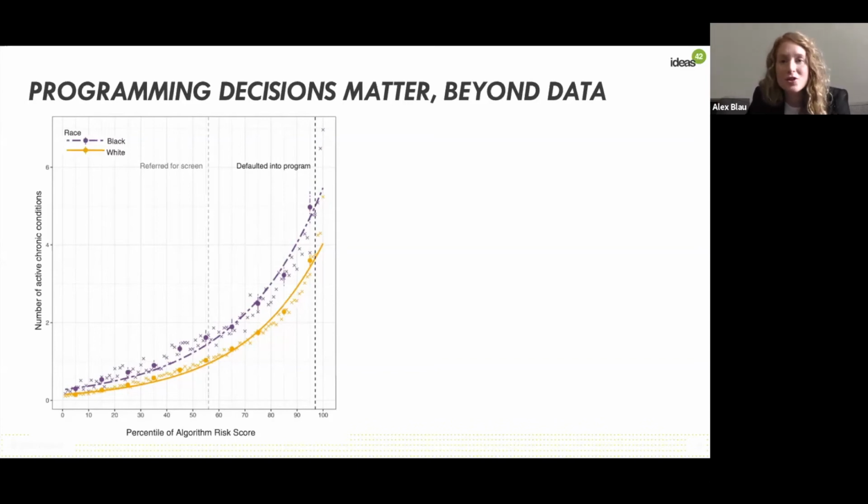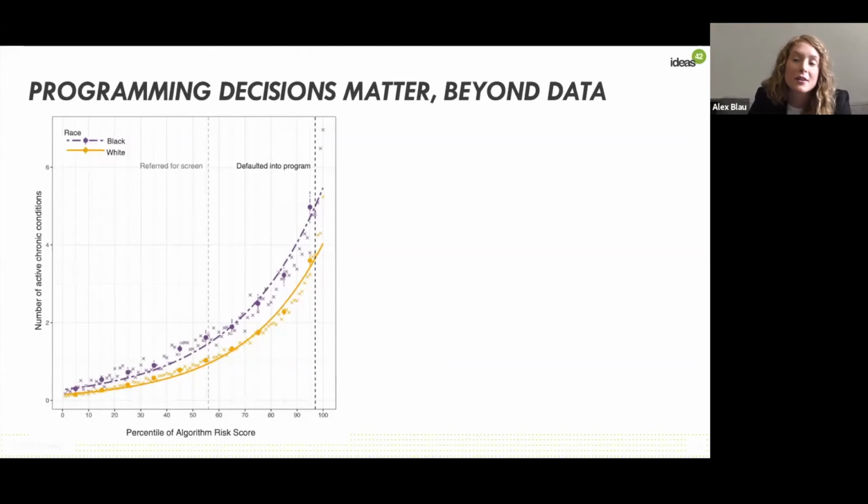So when you look at this chart, what you'll see is that the y-axis is the prevalence of chronic conditions, and the x-axis is the percentile of the algorithm's risk score. Now there are two lines here. There's a purple line and a yellow line. The purple line represents individuals who are Black, and the yellow line represents individuals who are white. So what do you notice here?